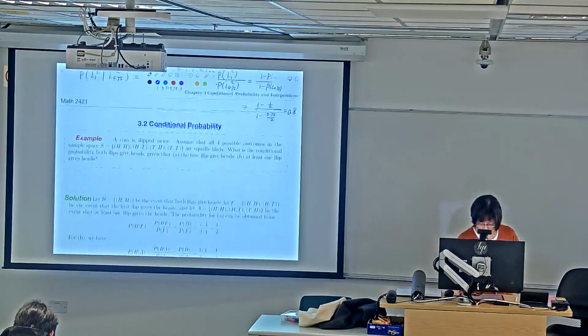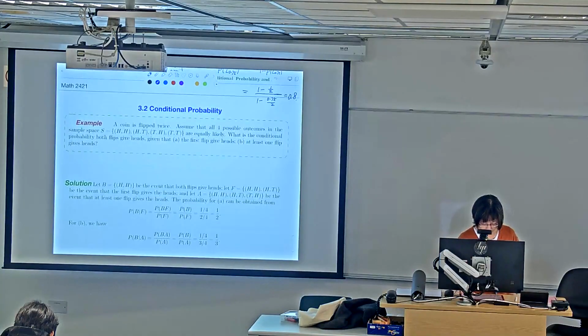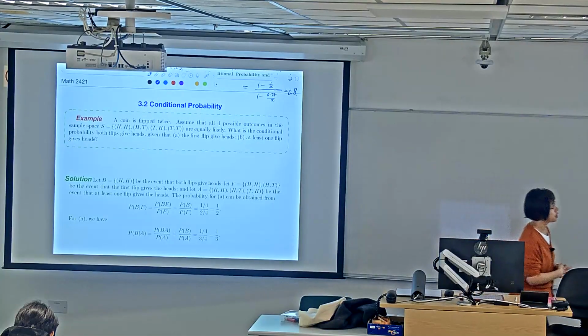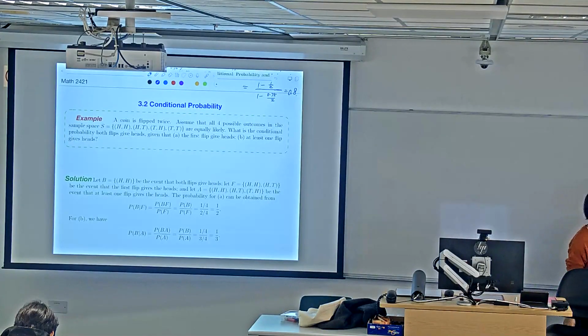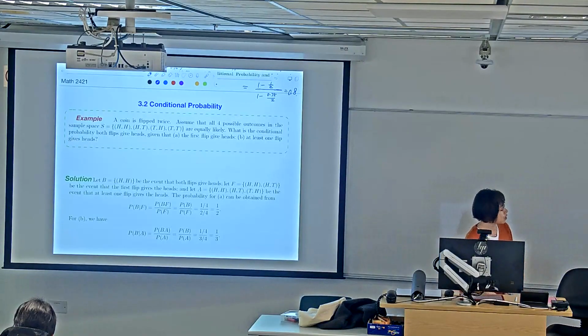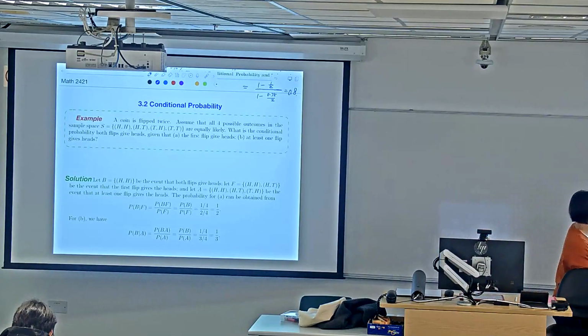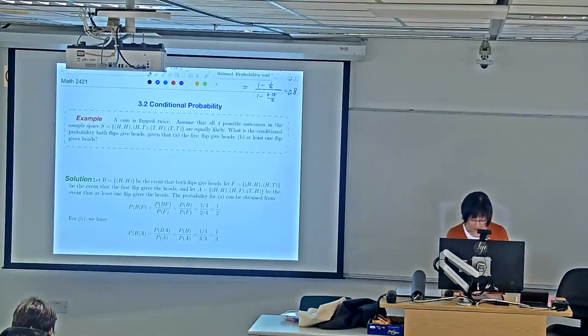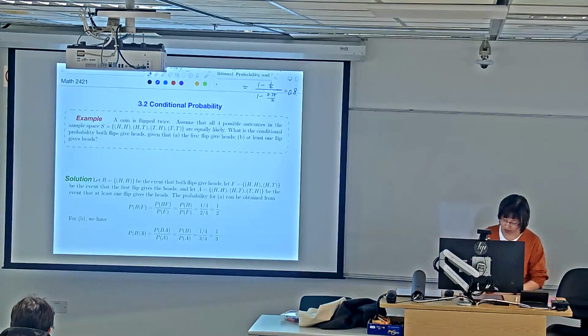The next example is simpler. Just go over it. The next example, a coin is flipped twice. Assume all 4 possible outcomes in the sample space containing 4 outcomes are equally likely. What is the conditional probability both flips give heads, given that the first flip gives heads, and the second, given that at least one flip gives heads?